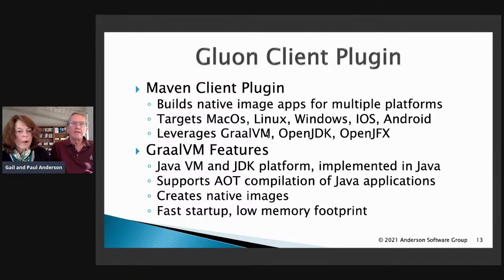GraalVM has the ability to do that, and this is, again, an Oracle project and supported. It's actually a Java VM and a JDK platform, and it's implemented in Java. It supports what's called ahead-of-time compilation, AOT compilation, of your Java applications. It creates all the native images for you and links in everything that you need. A reason why GraalVM is so important for mobile apps these days is because when you get the native image, it has a fast startup and a low memory footprint. Those are important things to have in any mobile application.